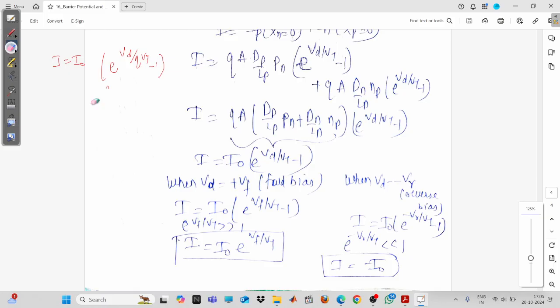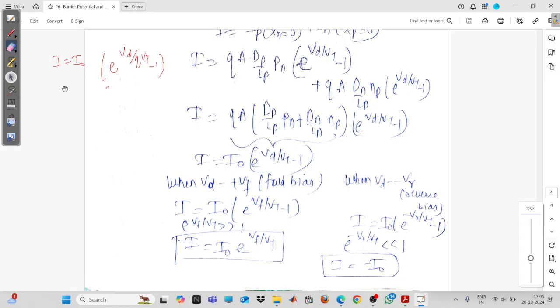So now, I will be equal to I0. This is the reverse saturation current, and it will be in microamperes, and it is formed due to the minority charge carriers. Now what are the minority charge carriers? Those which are small in number.